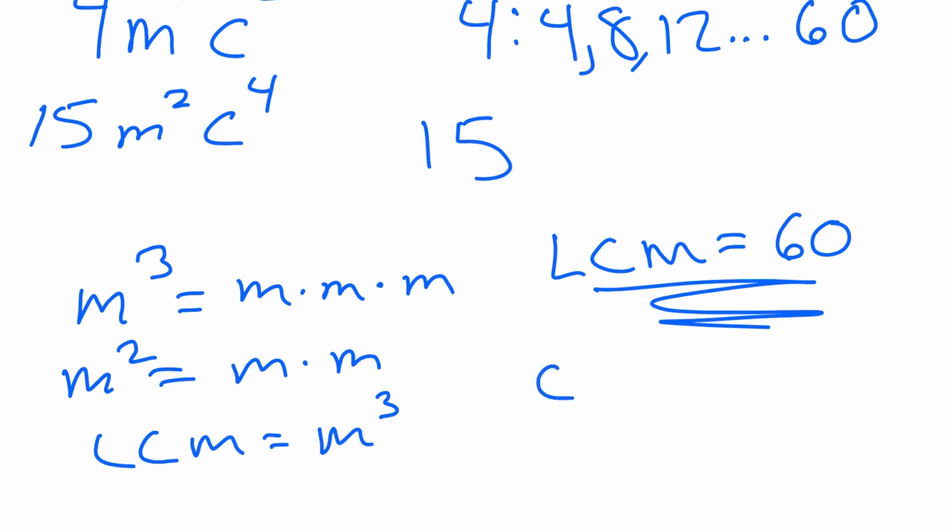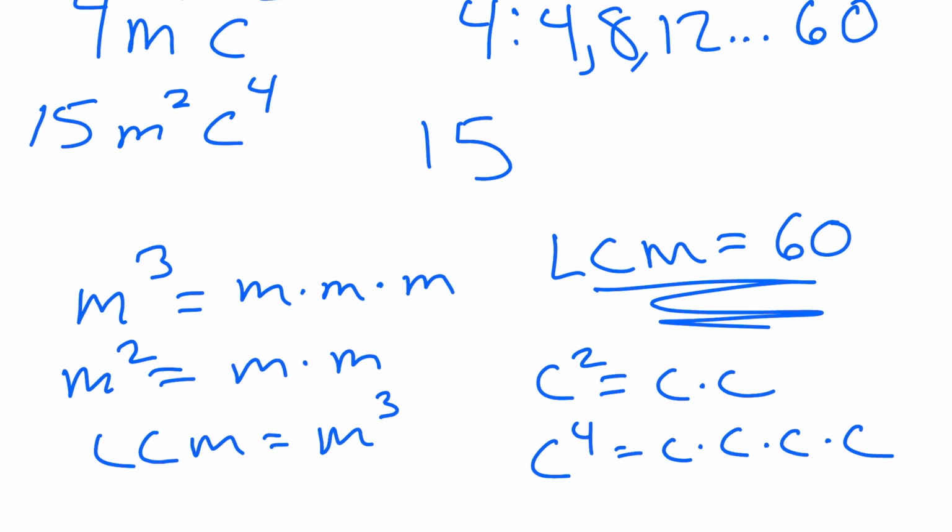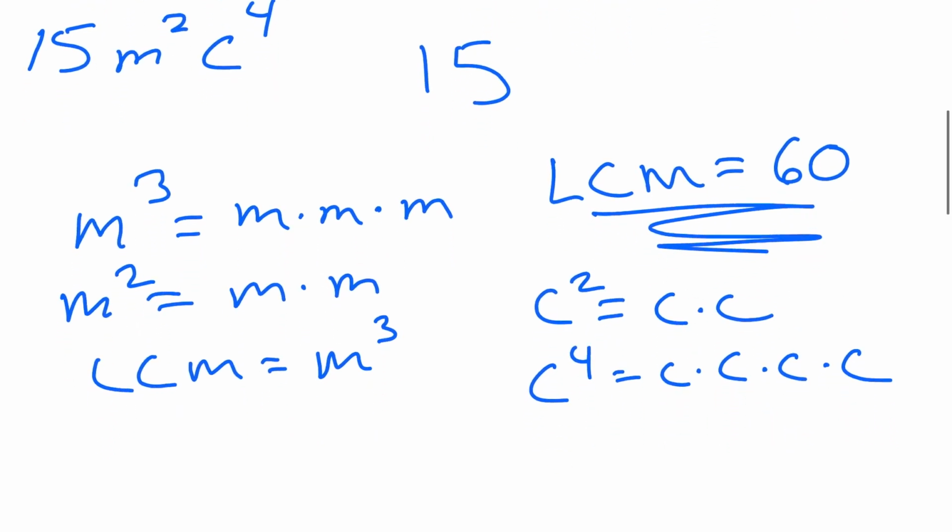And let's look at our c's. I got c squared, which is just c times c. And then I have c to the fourth, which is c times c times c times c. Now c squared times c squared is c to the fourth. So the least common multiple there is c to the fourth. So my least common multiple between 4m to the third c squared and 15m squared c to the fourth is 60m to the third c to the fourth.